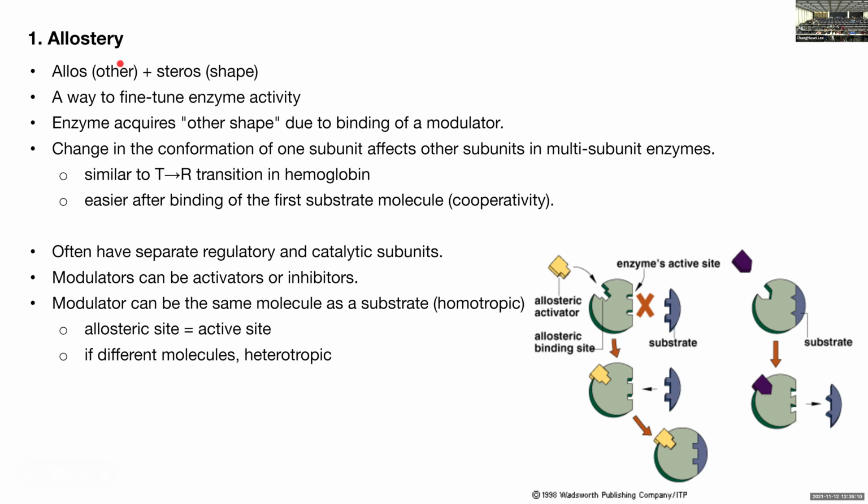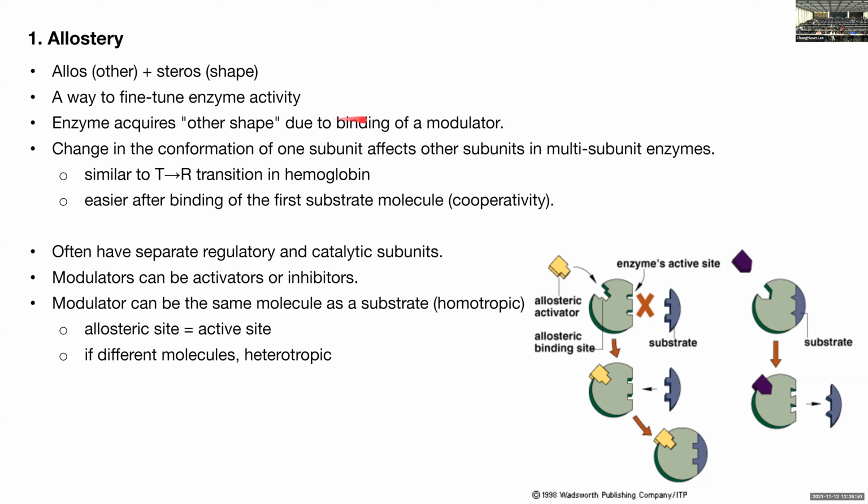The first method to regulate the enzyme's activity is by allostery. And allos means other, and steros means shape. So it's other shape, basically. And it's a way to fine-tune the enzyme's activity by making this enzyme into the other shape, basically. So again, it's about conformational change. It induces those changes, especially in the shape of the active site, and that leads to changes in the activity of the enzymes.